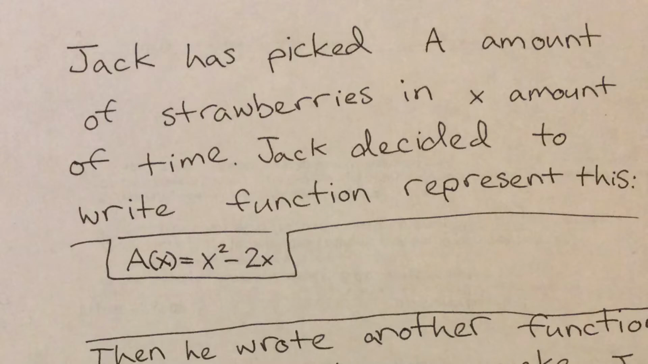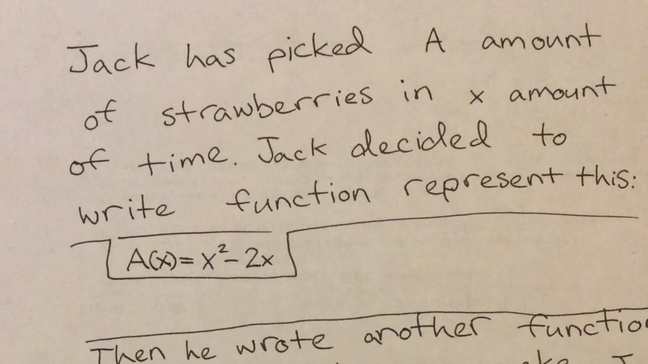Jack has picked A amount of strawberries in X amount of time. Just in that first sentence, we find out that the amount of time Jack has spent picking strawberries determines how many strawberries he has. And if you look below, you'll see the function A of X. Let's work on that from the inside out. X, the amount of time Jack spent picking strawberries, results in A, the amount of strawberries, how many strawberries he has.